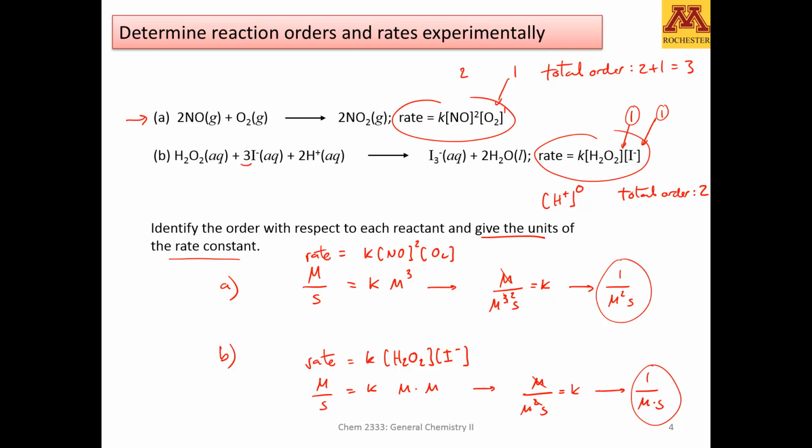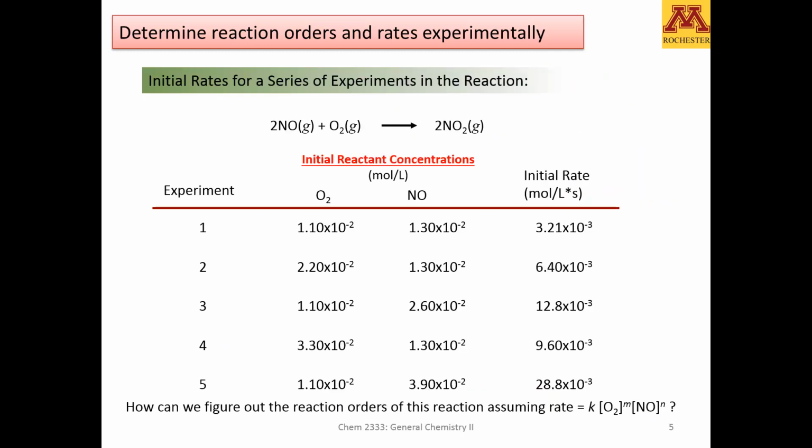Let's practice some more as we try to understand how we can measure the order of a reaction and the value of the kinetic constant. This method is called the initial rate method, and it's based on using different experiments. One sets up different experiments with different initial concentrations, and one measures the initial rate.